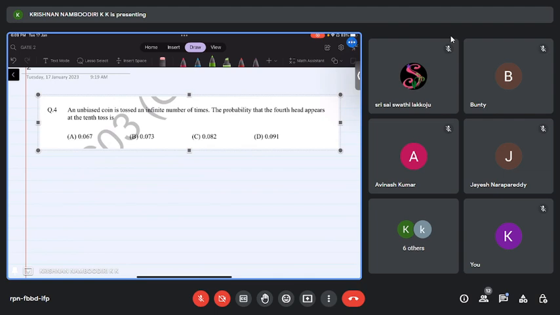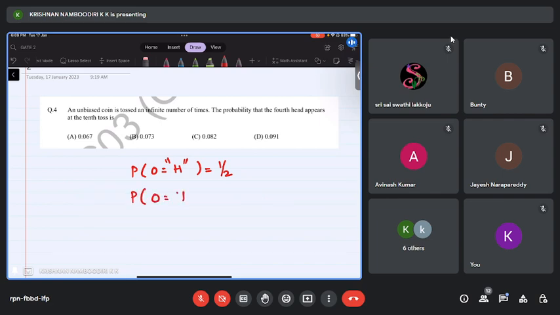Okay, then let us solve this. So there is an unbiased coin. What does that mean? If I toss that coin, then the probability of the outcome being head is equal to half, and the probability of the outcome being tail is also half. That is the meaning of an unbiased coin.